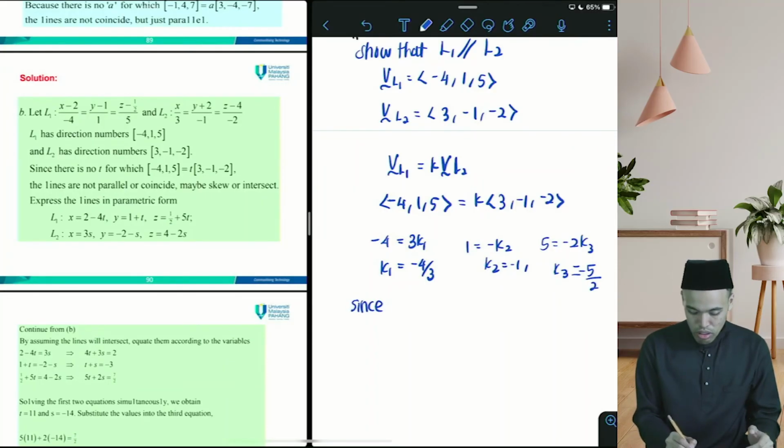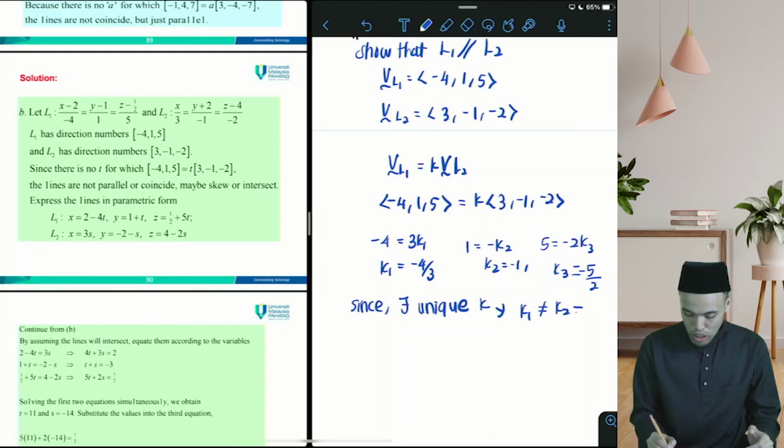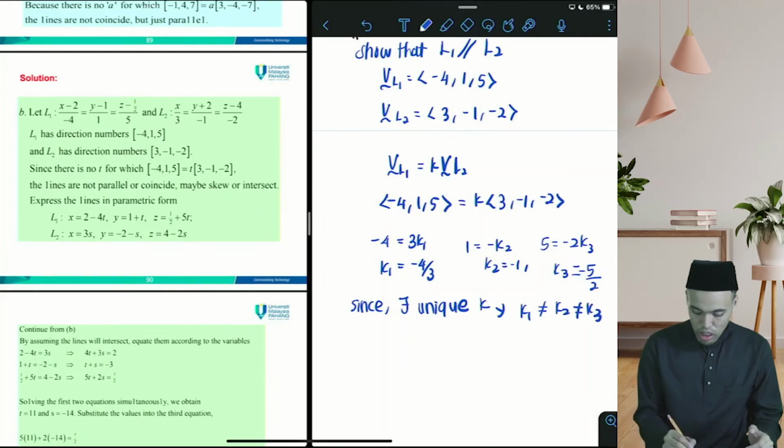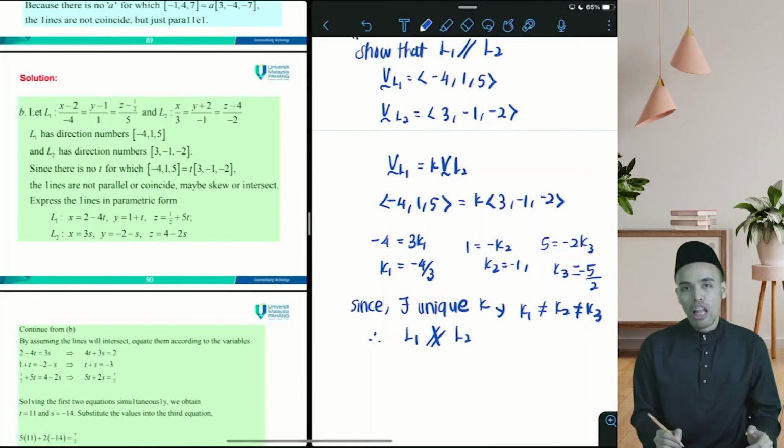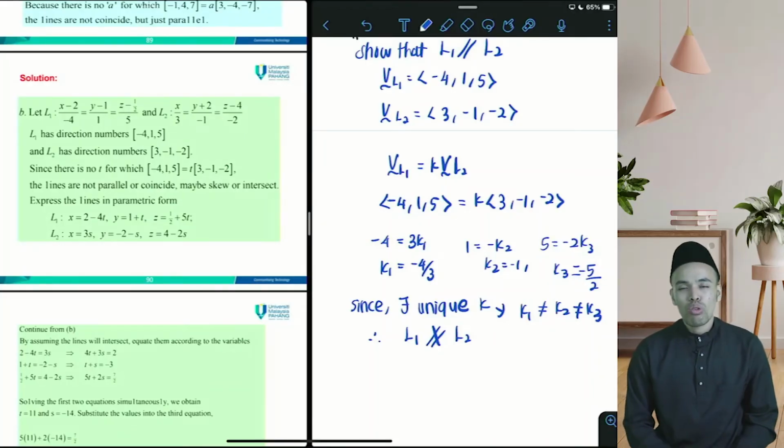Since there is no unique k such that k1 is not equal to k2 is not equal to k3, therefore L1 is not parallel to L2. So you are able to show that line L1 is not parallel to line L2 since there is no unique k such that k1 is not equal to k2 is not equal to k3.